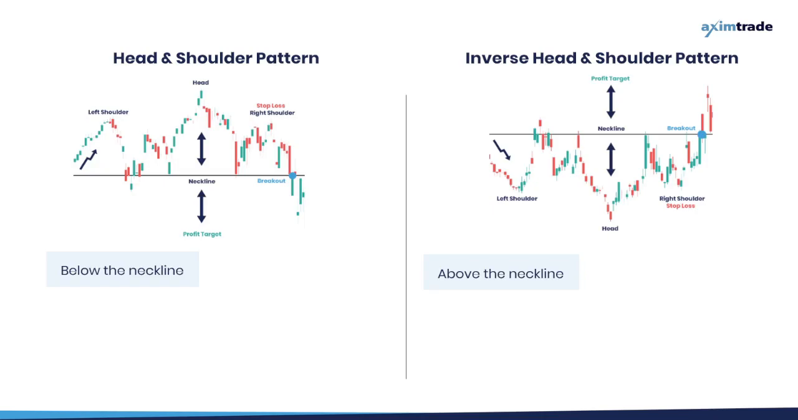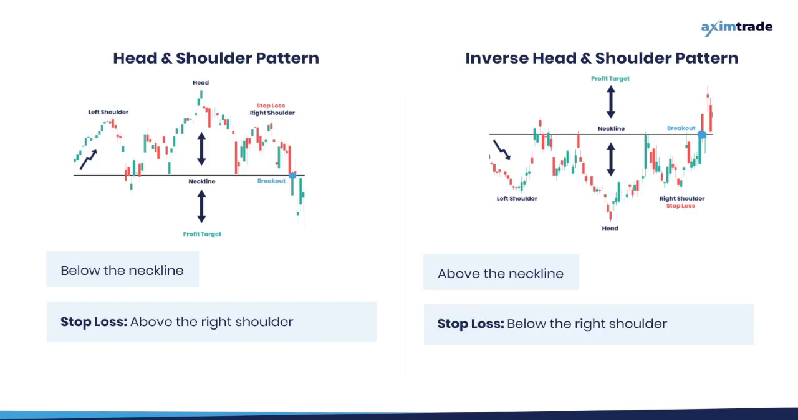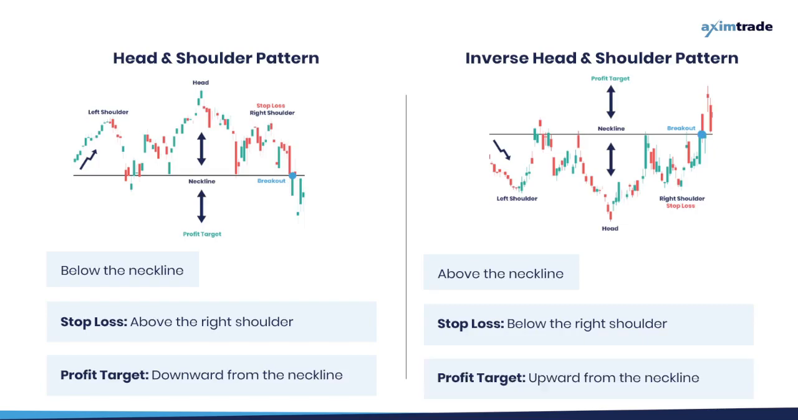In the head and shoulders pattern, the stop loss is placed just above the right shoulder after the neckline is broken, while in the inverse head and shoulders pattern, the stop loss is placed just below the right shoulder. As a general rule of thumb, the profit target is determined by measuring the points between the peak of the head and the neckline, and taking the same distance and measuring downward from the neckline. Similarly, for the inverse head and shoulders pattern, the profit target is placed at the same distance, measuring upward from the neckline.